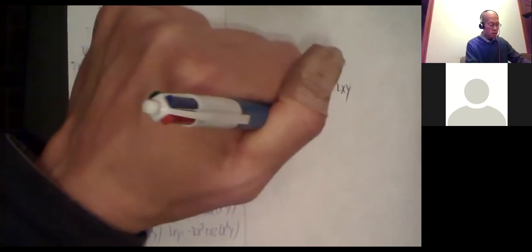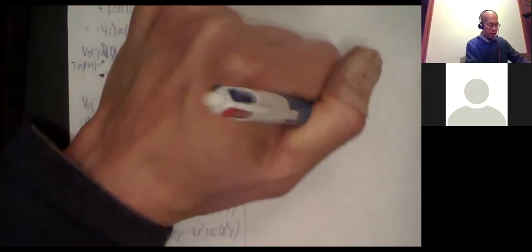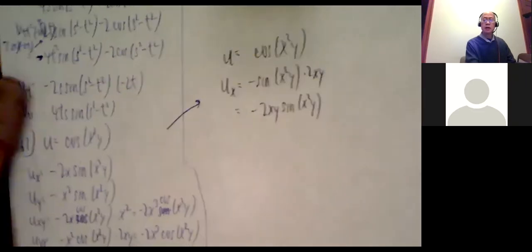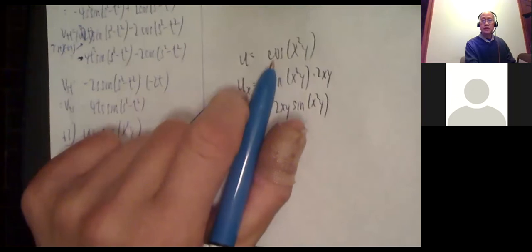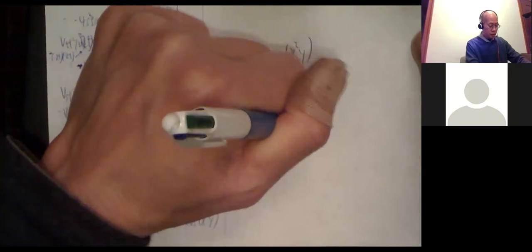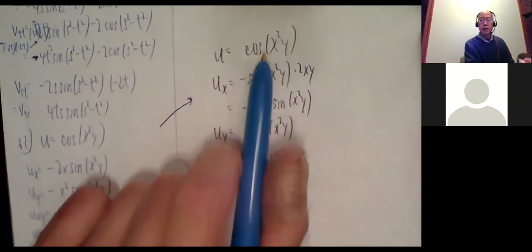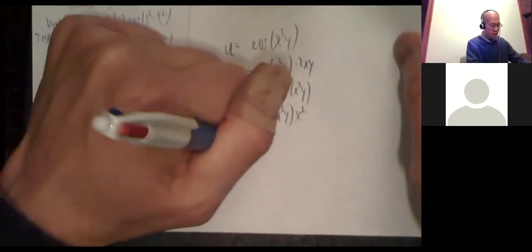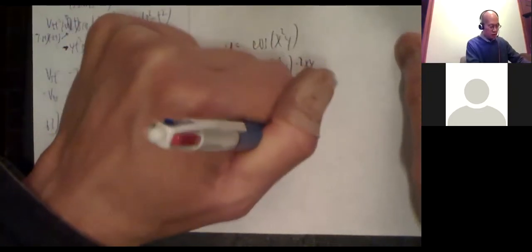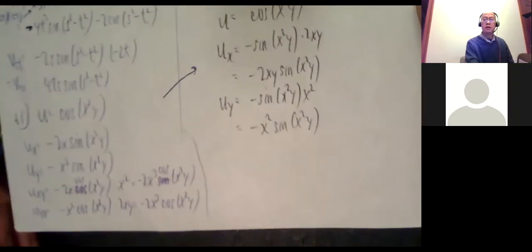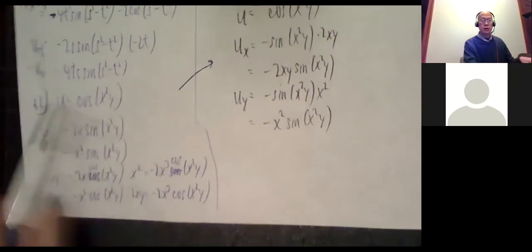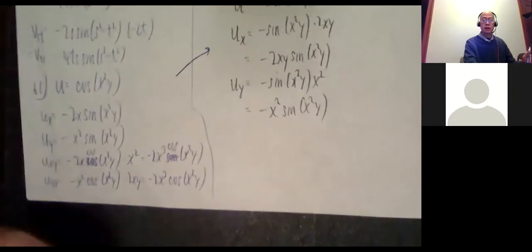So what I have here is incorrect, it looks like. Negative 2xy sine of x squared y. U sub y starts off the same, negative sine x squared y times the derivative of the inside with respect to y, that's going to be x squared. So negative x squared sine x squared y. So hopefully I did that right. Sorry, I have no confidence in this at all now.